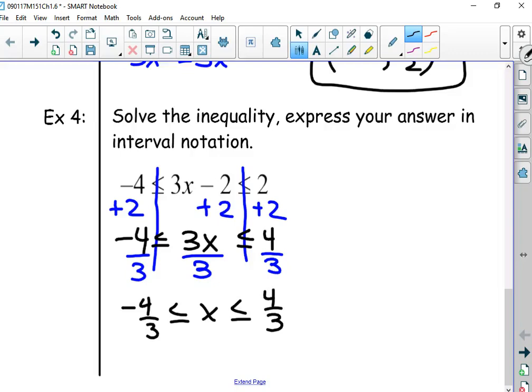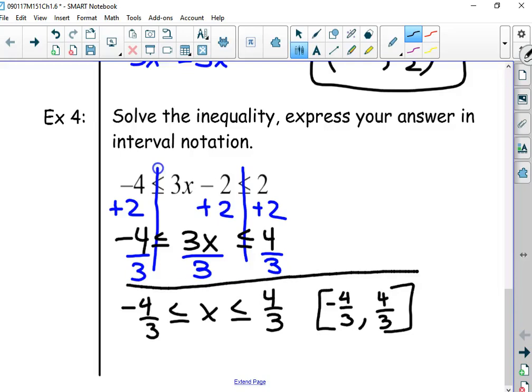All right, so we are going from negative 4/3 to positive 4/3, and it does include those 2 points. So our interval looks like this.